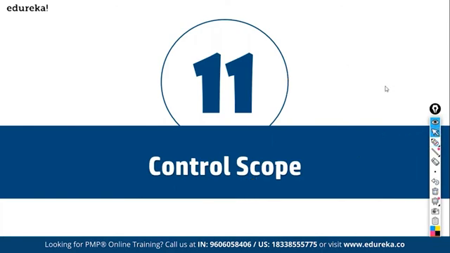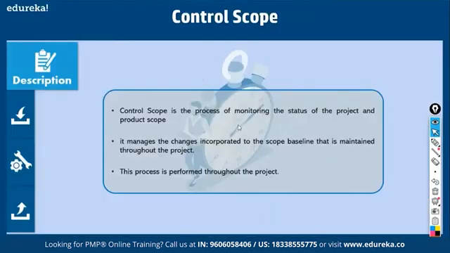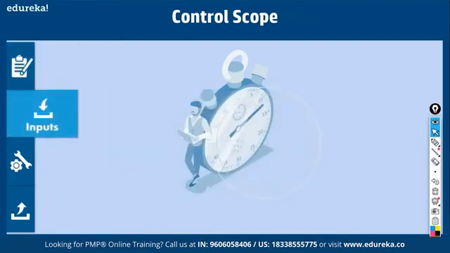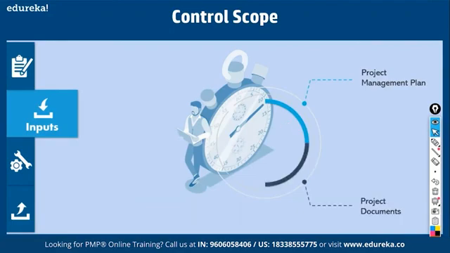Let's analyze this process. This is a process of monitoring the status of the project and product scope. In other words, how much have we delivered? That's all, right? What are the inputs? Project management plan, and within that, the scope management plan. Project documents. What are project documents? Requirement documentation. For example, in the month of March, we are doing variance analysis. We should deliver work packages. How much have we delivered?